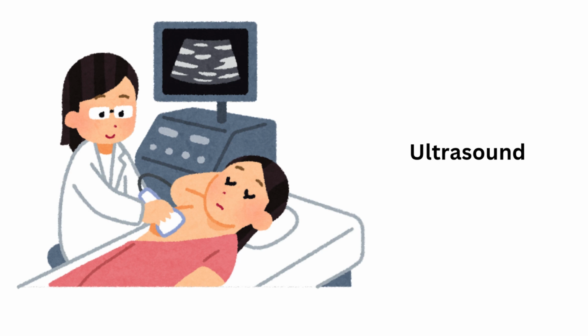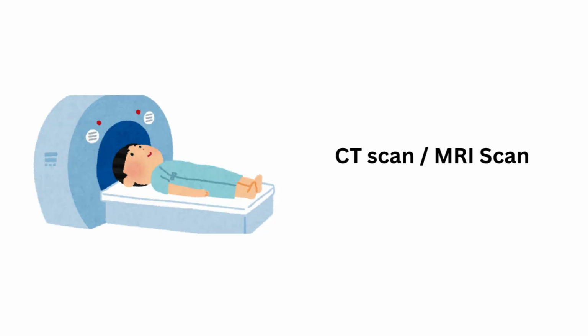Ultrasound can be useful in cystic masses or presence of air within the sinus tract. Computed tomography and magnetic resonance imaging can provide information on the relationships of surrounding structures to the tract.